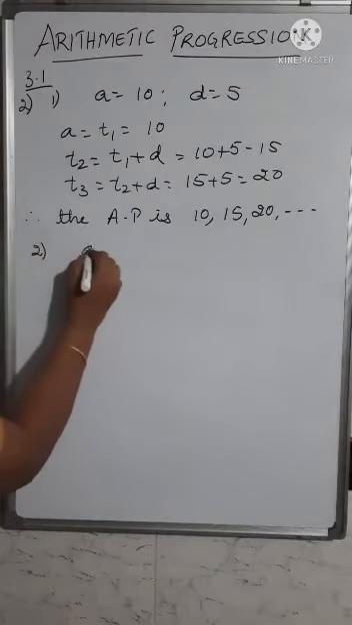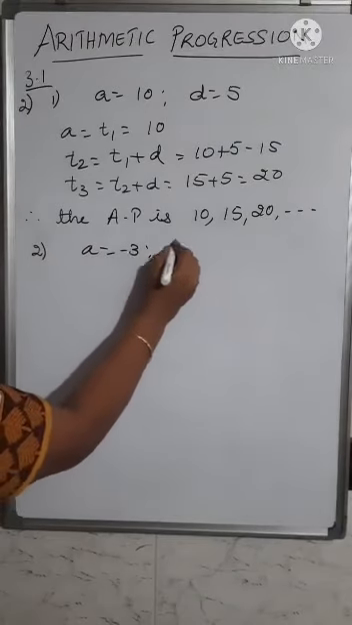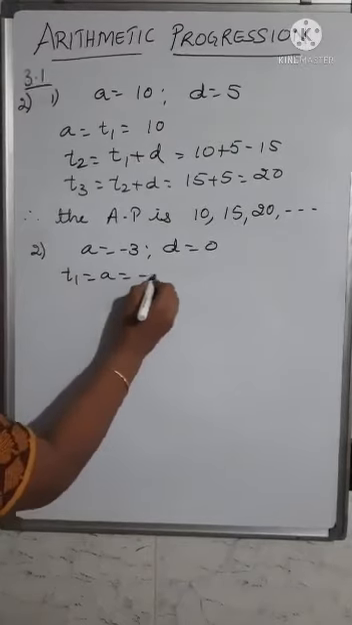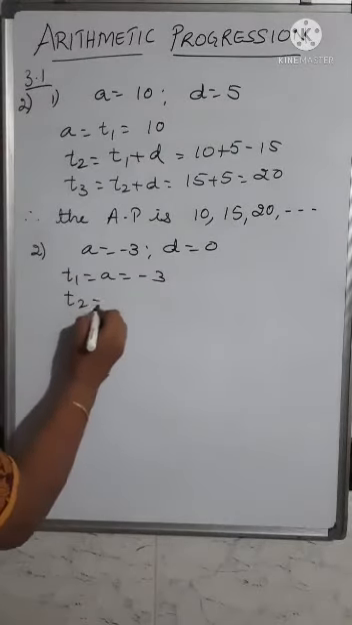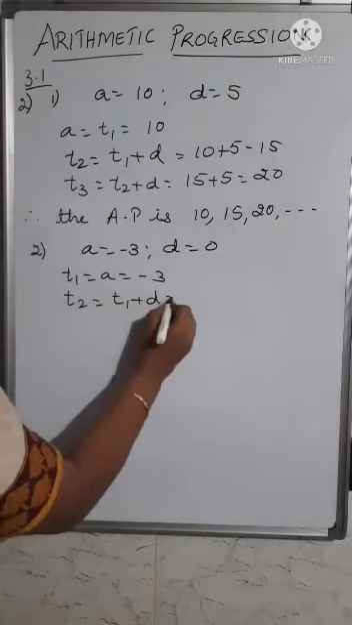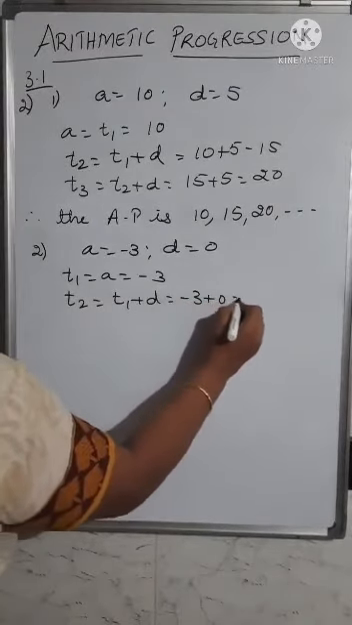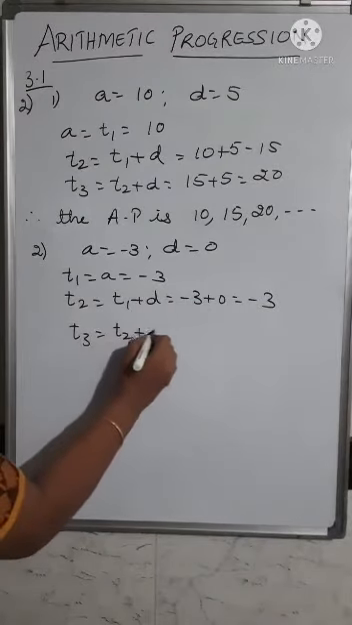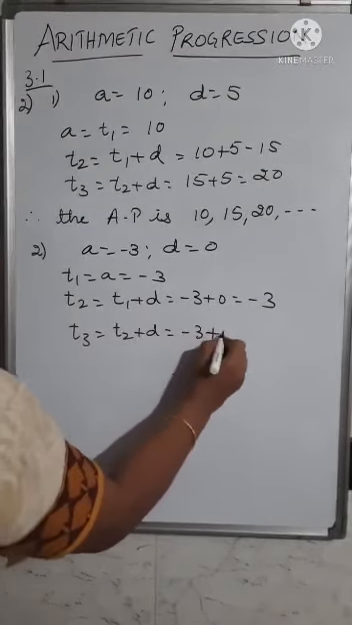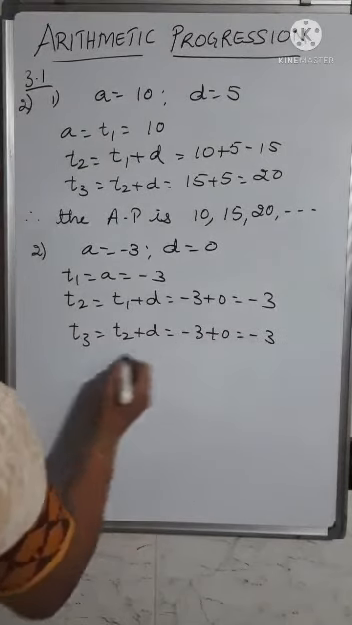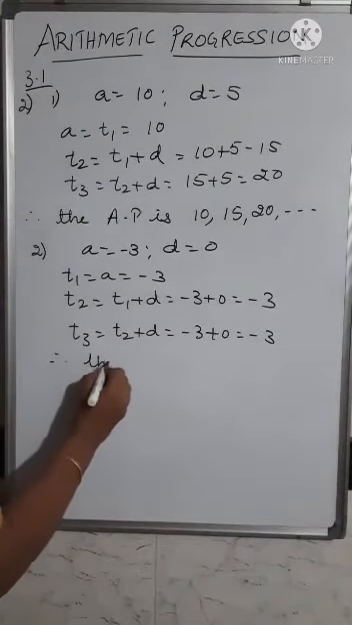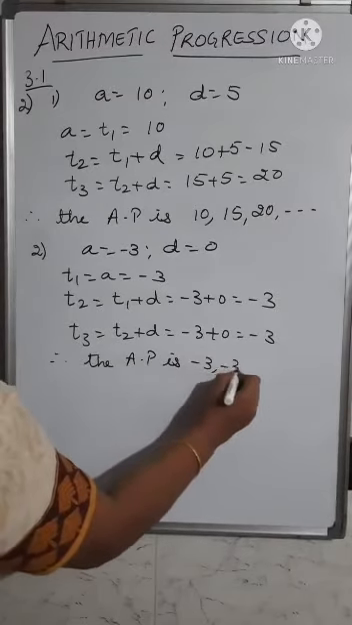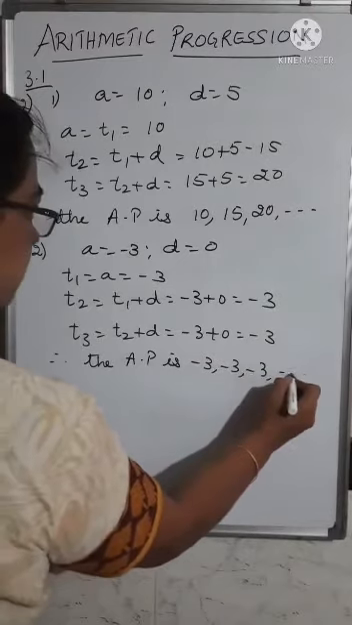Second one, A is given as minus 3 and D is given as 0. So T1 is equal to A, which is equal to minus 3. T2 is T1 plus D, which is minus 3 plus 0, which is equal to minus 3. T3 is equal to T2 plus D, it is minus 3 plus 0. Again you are getting minus 3. So therefore the AP is minus 3, minus 3, minus 3, then put 3 dots.